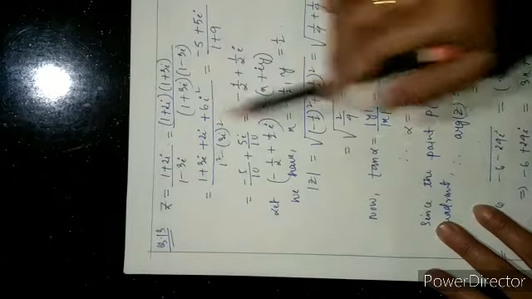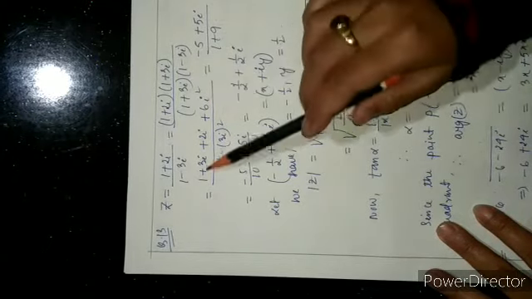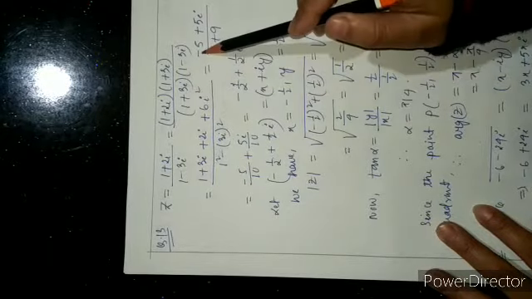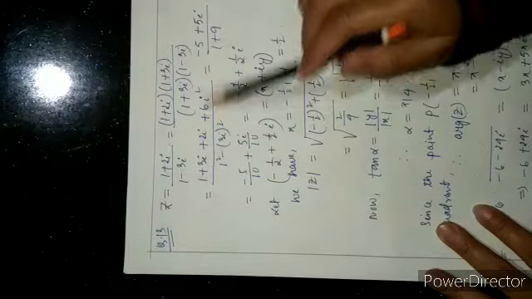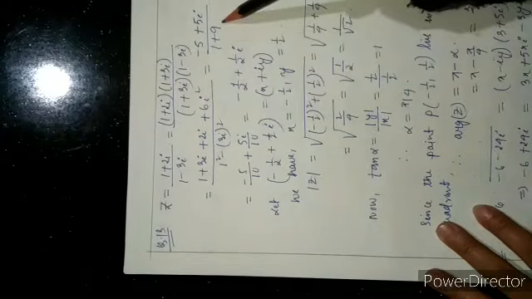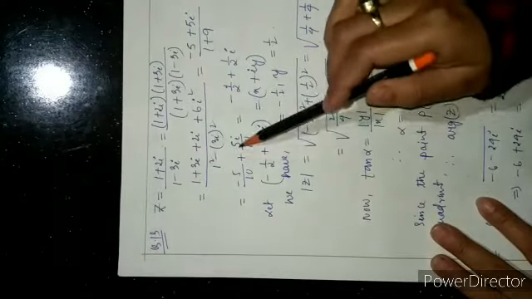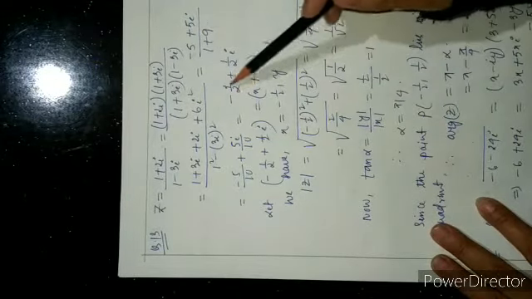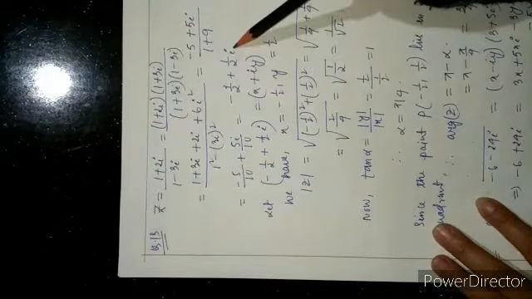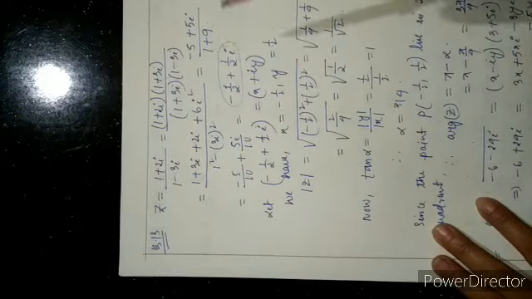Now separate the real part and imaginary part. 6i square is equal to minus 6, so 1 minus 6 is equal to minus 5. 3i plus 2i is equal to 5i. And 1 plus 9 is 10. Then this is minus 5 divided by 10 plus 5i by 10, which is minus 1 by 2 plus 1 by 2 i. Now reduce the complex number to standard form.